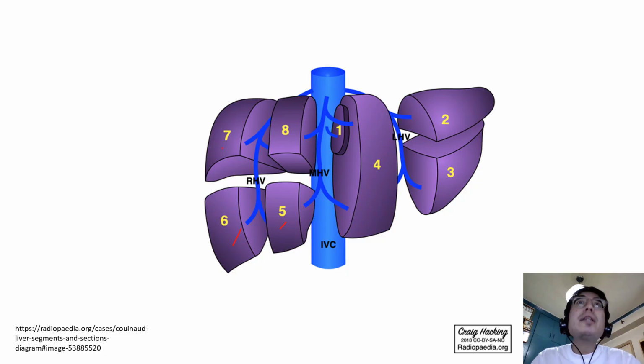Segments 5 to 8 comprise the right hepatic lobe and are easy to describe. Segment 5 is located below the portal plane and lies between the middle and the right hepatic veins. Segment 6 is located also below the portal plane and lies to the right of the right hepatic vein. Segment 7 is located above the portal plane and is to the right of the right hepatic vein. And finally, segment 8 is located above the portal plane between the right hepatic vein and the middle hepatic vein.